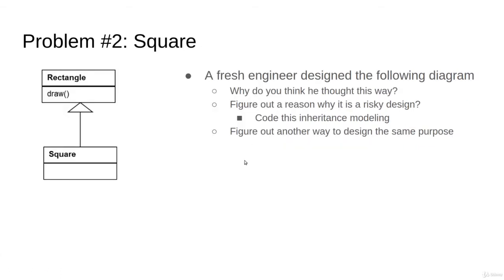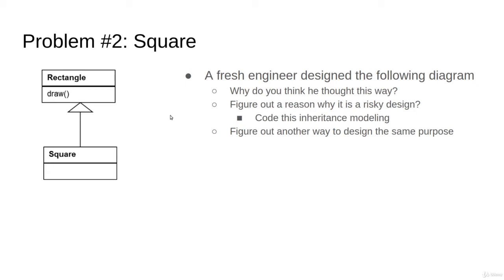In the second problem, it was a common idea for software engineers to model a square as a rectangle, from an educational perspective at least. And let's say that you met such a design. The first question is, why do you think someone might think this way?